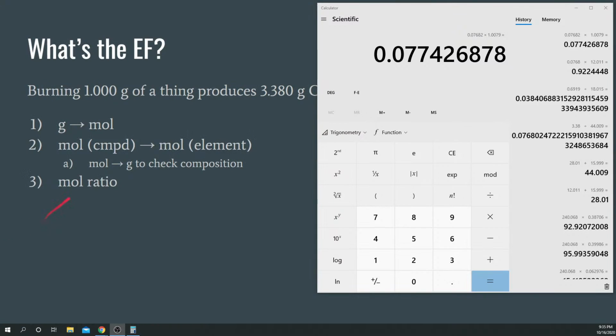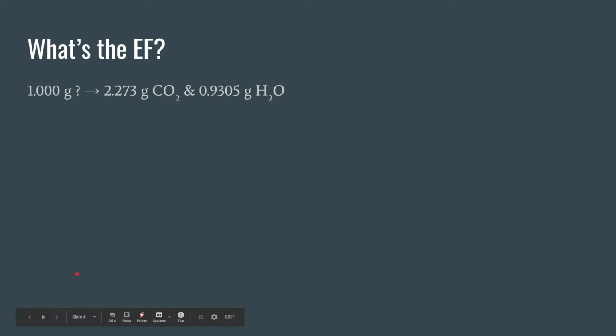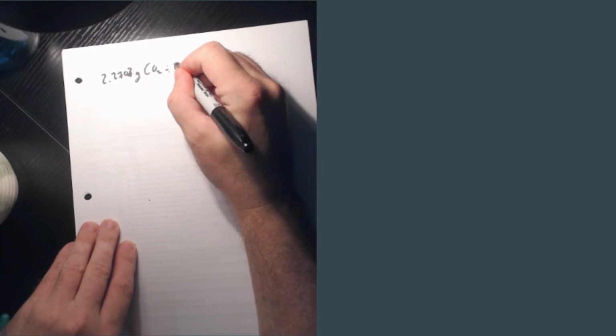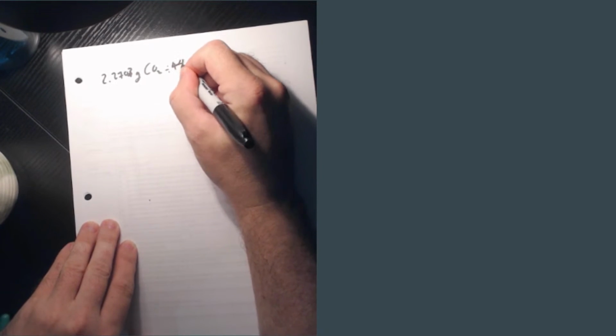So we have 1 gram of something that produces carbon dioxide and water: 2.2703 grams of CO2, 0.9305 grams of water. Let's go ahead and find the empirical formula of this mystery compound. 2.2703 grams of CO2, divide by the molar mass of CO2.